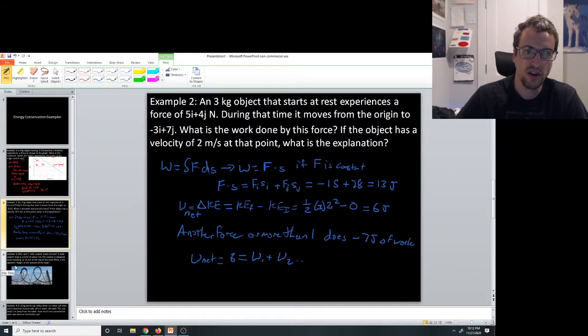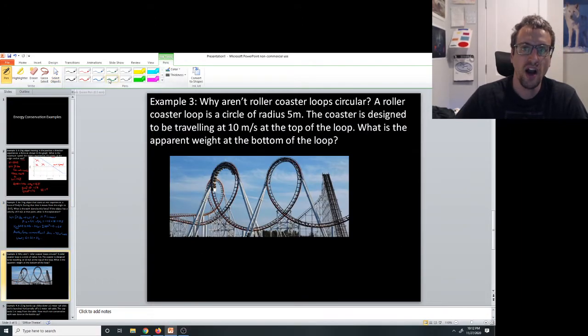All right, this is the cool one here. Why aren't roller coaster loops circular? So you look at this right here. See this loop? This loop is not a circle. It's like this teardrop.